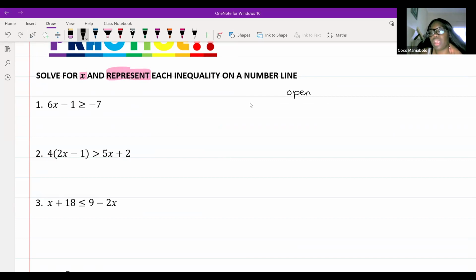Open and closed. Okay, so an open dot, we put an open dot if I only have greater than or less than. If I have greater than or equal to and less than or equal to, then I need to put a closed dot. So for greater than or less than, I just put an open dot. But for greater than or equal to and less than or equal to, I must put a dot and I must color it in. All right, I hope that answers the question that I was asked.